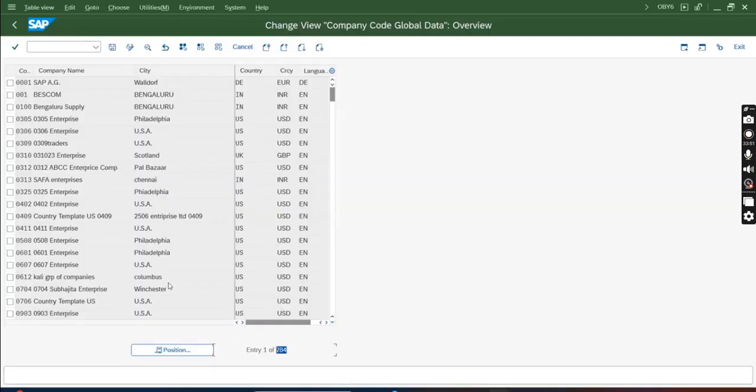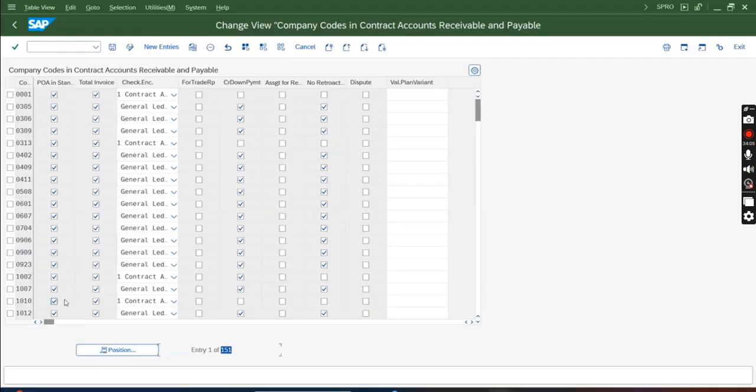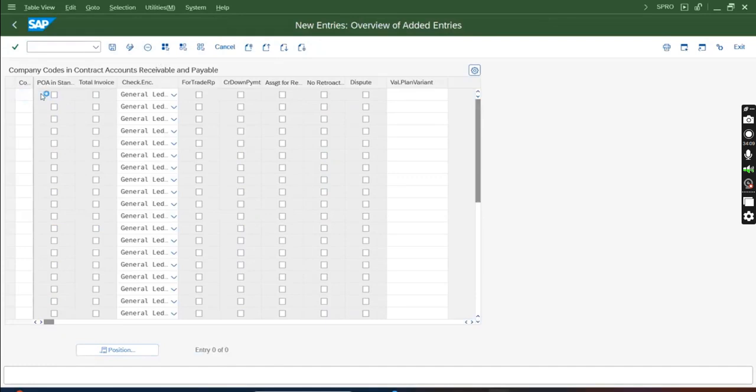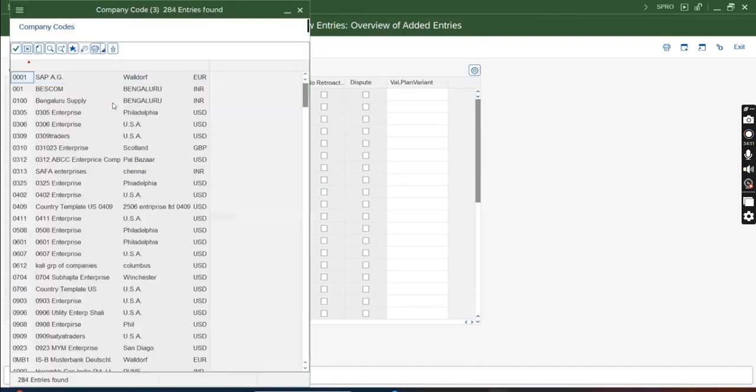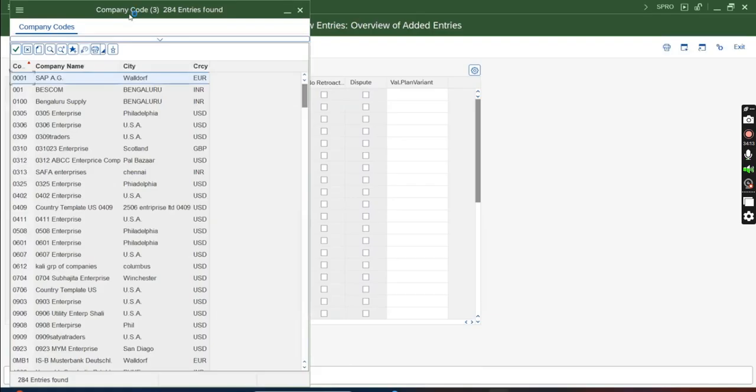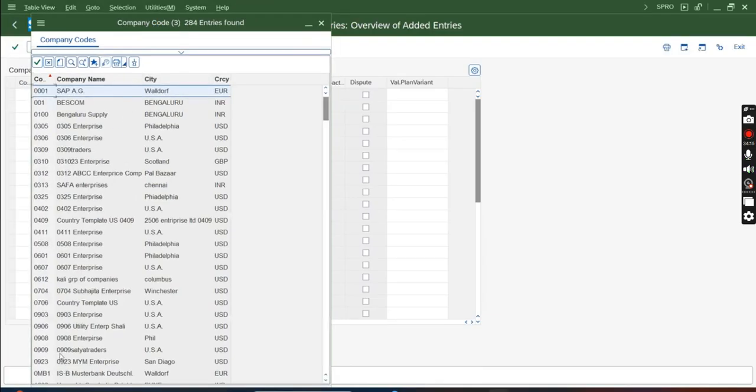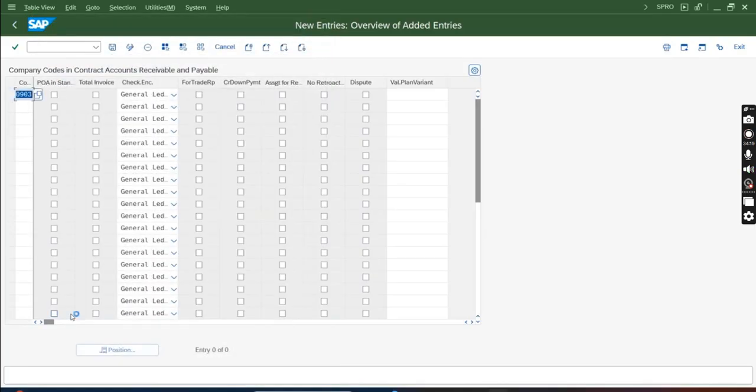Right now my 0903 has only the FICO aspect. It does not have the FICA aspect yet. I'm going to assign this FICO company code into FICA. I'm introducing this company code into FICA now. Come here, click on new entry, and in the controlling data, you find that company code. The entire 284 will be shown. So I will choose 0903. Now I'm adding it into FICA.